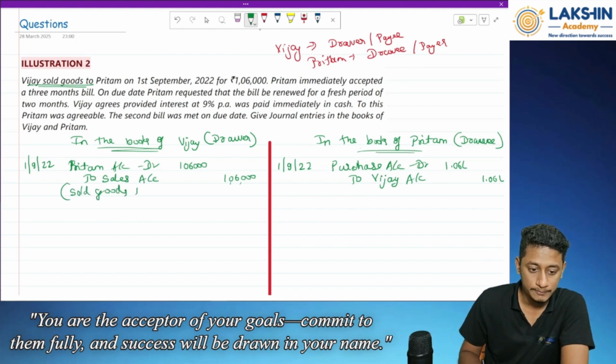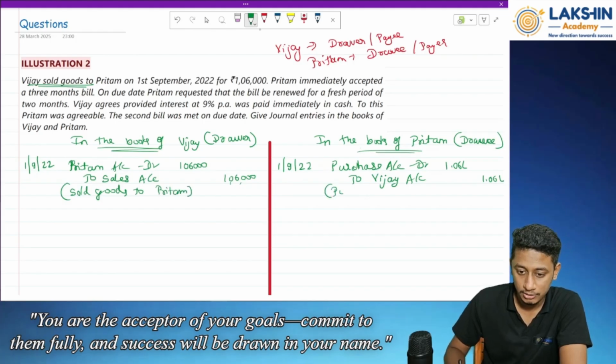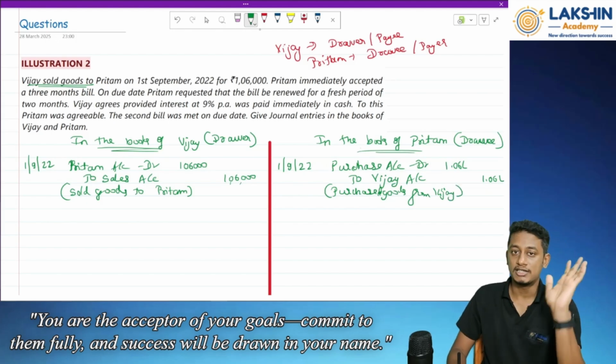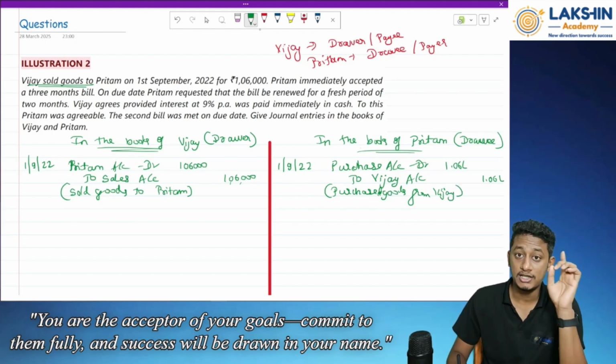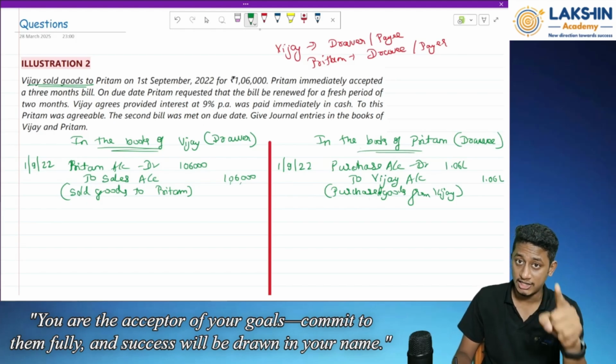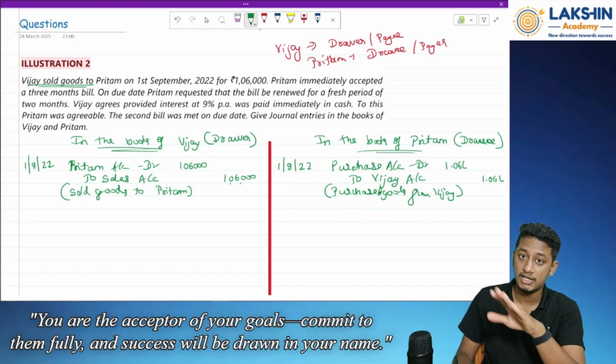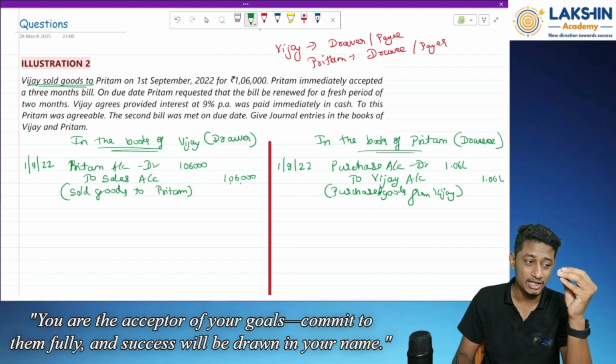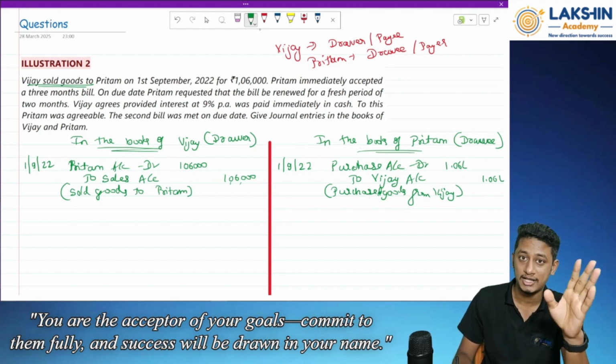Sold goods to Preetham. Done. And over here, purchased goods from Vijay. This much is enough. This much of narration is enough. But narrations are compulsory, or else you will simply lose your half marks. Remember this, okay? Narrations are compulsory. I won't be dealing with narrations over here because those are really small things which need to be taken care of from your side.